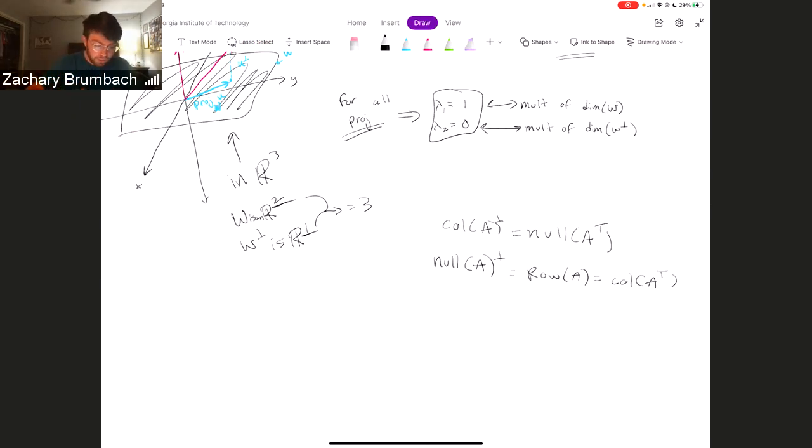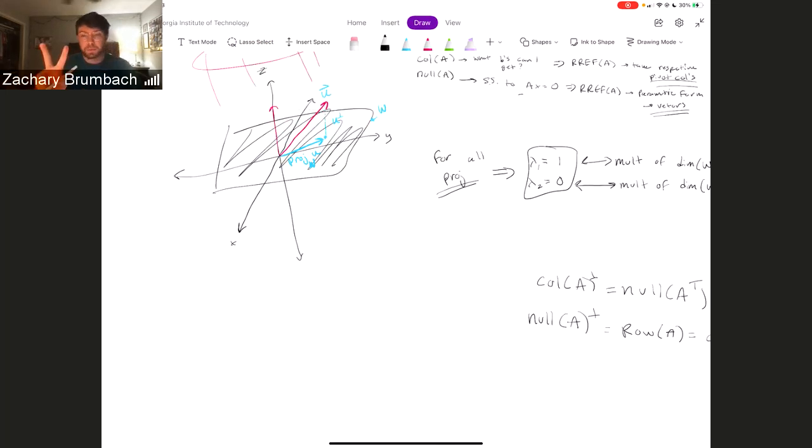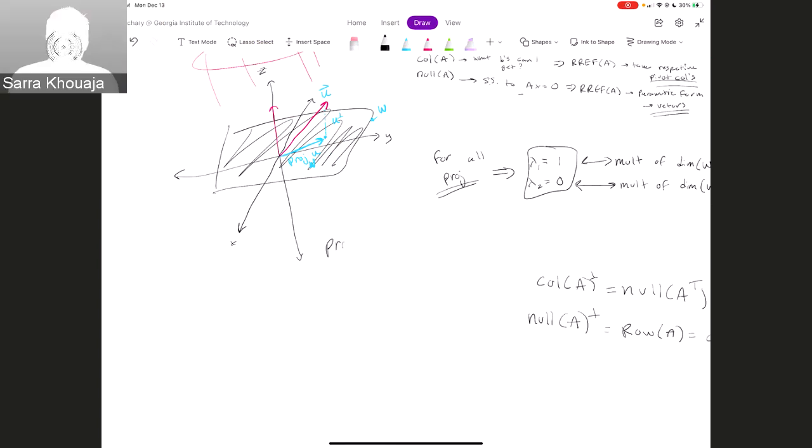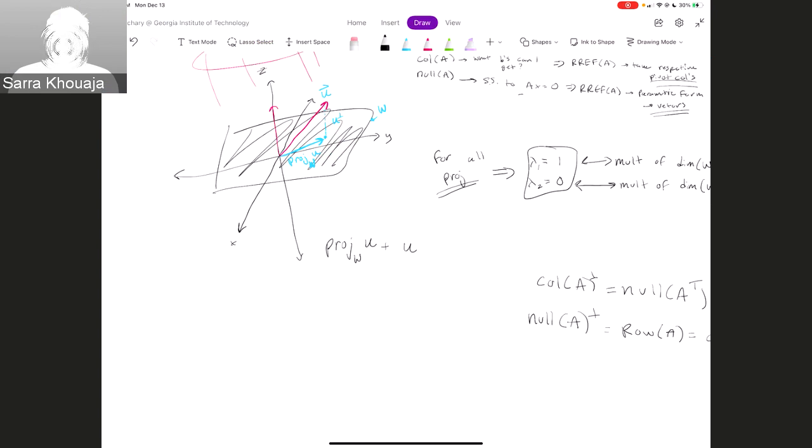All right. So going back to this picture over here, what we're doing to this U is we're breaking it apart into two different parts. We're breaking it into a projection of U onto W. That's how you read it, plus U orthogonal. So this part here plus this part here just gives us our original U vector. So how do we find the projection of U onto W?